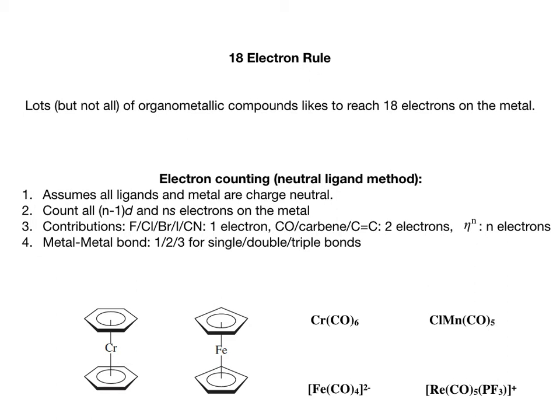Then there are those polydentate ligands, monohapto, trihapto, things like this. In this case, those ligands will contribute n number of electrons depending on how many carbon atoms they have interacting with the central metal atom. And finally, you'll find a lot of cases where there's a metal-metal bond. In this case, a single metal-metal bond will contribute 1 electron. A double bond contributes 2, a triple bond contributes 3, and so on and so forth.